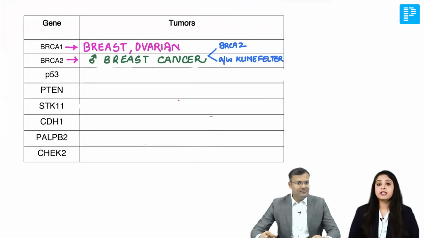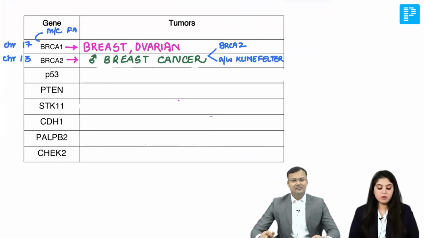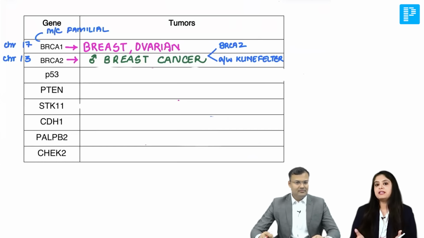Now, when we talk about their chromosomes, the BRCA1 gene is on chromosome number 17 and the BRCA2 gene is on chromosome number 13. Let's look at all the other genes. You've understood the most common, but this is the most common when we are talking about familial breast cancer. It's not that every breast cancer runs in the family, as sir has just told us the risk factors, right? There are some breast cancers which could be sporadic also.